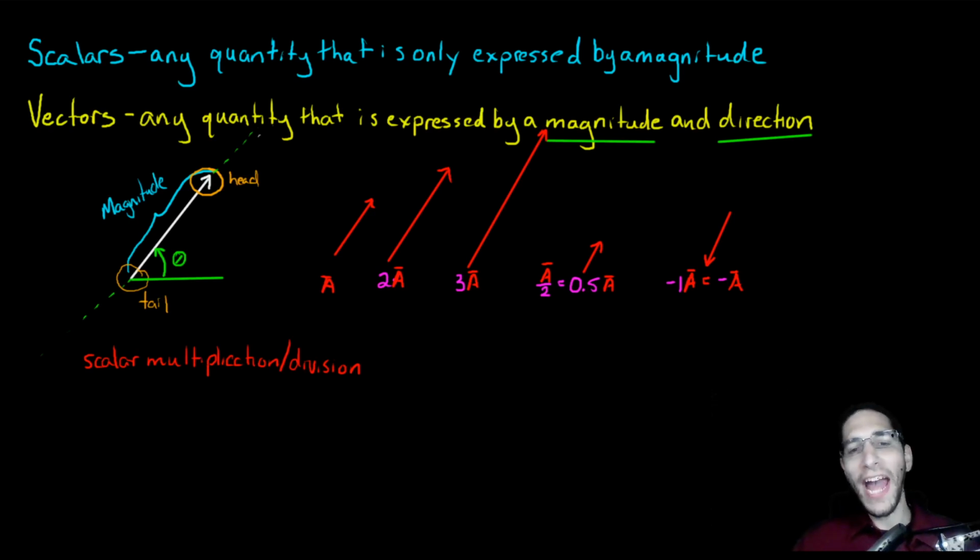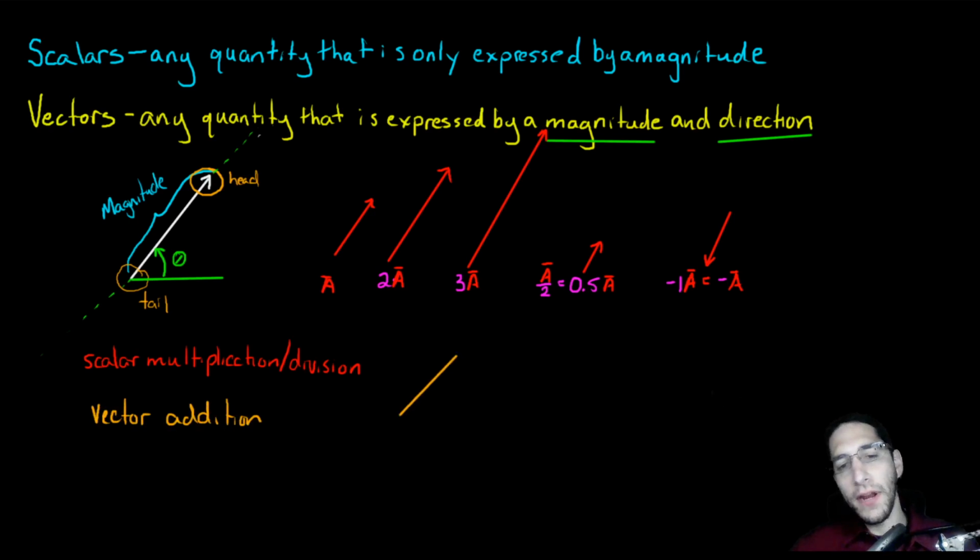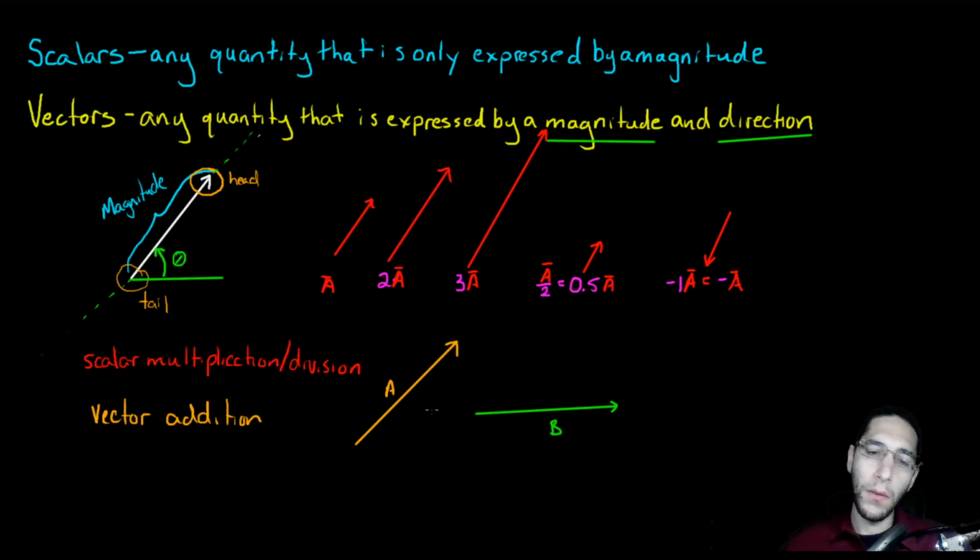What about if we wanted to add 2 of these vectors together? So let's talk about vector addition. For this, let's say I'm going to have some vector A, I'm going to make it a little bigger, and I'm going to have some vector B. So what if I want to add these 2 together? How do I do this? Well, first, let's do A plus B.